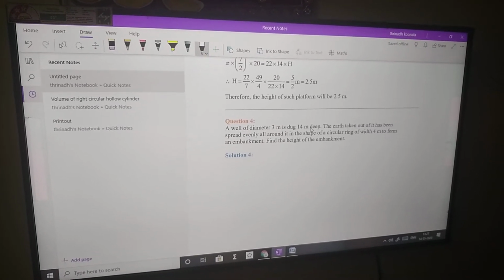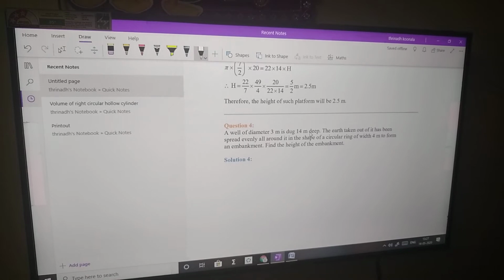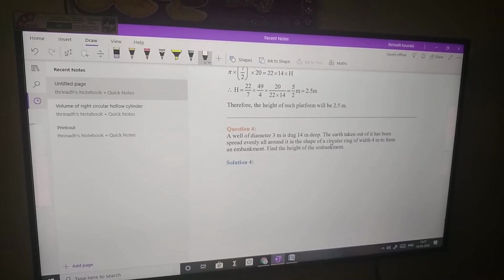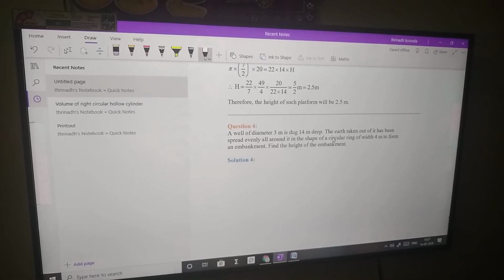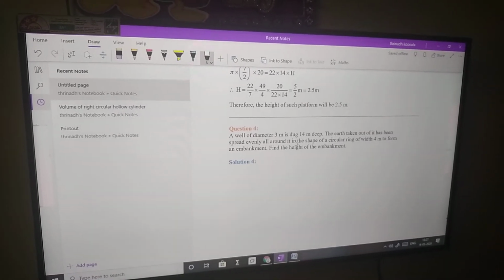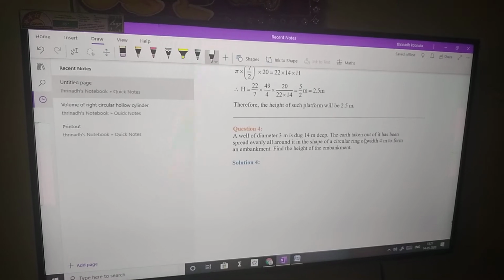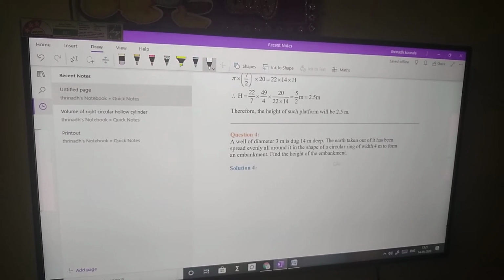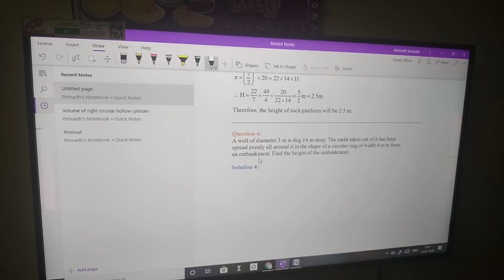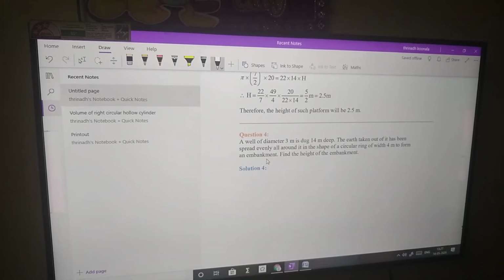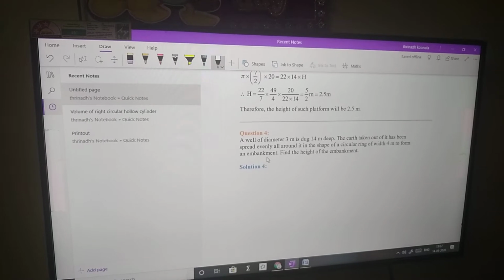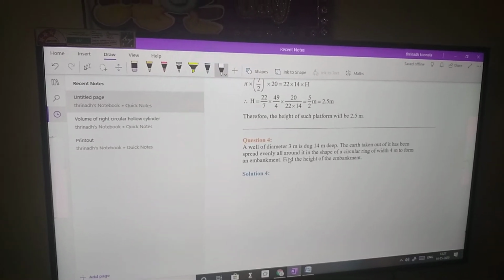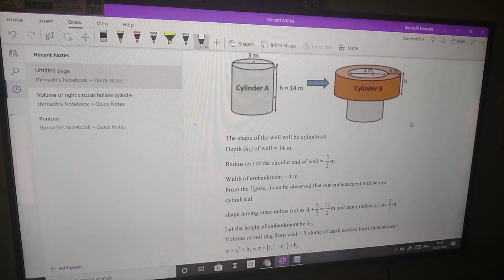So the people are digging the well and the sand taken out from the well, they are spreading evenly all around in the shape of circular ring. So here width of the circular ring is 4 meters. It forms embankment. Embankment is nothing but it's right circular hollow cylinder. So here embankment formed.